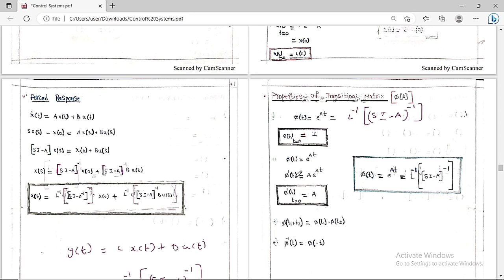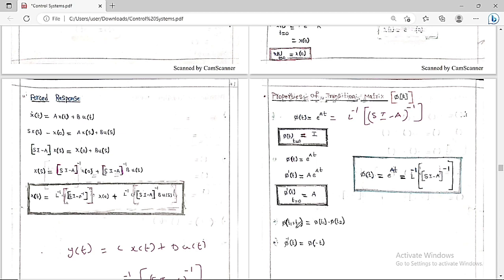Now phi of t is equal to e to the power of at, so what is phi dash of t? It is the derivative with respect to t, which is A into e to the power of at. Then I substitute t equal to 0. Phi dash of t at t equal to 0 is A, because e to the power of 0 is equal to 1.